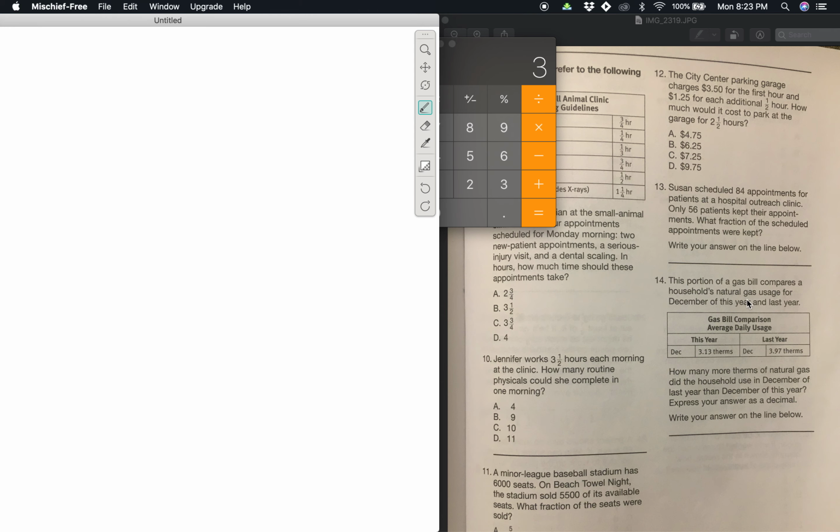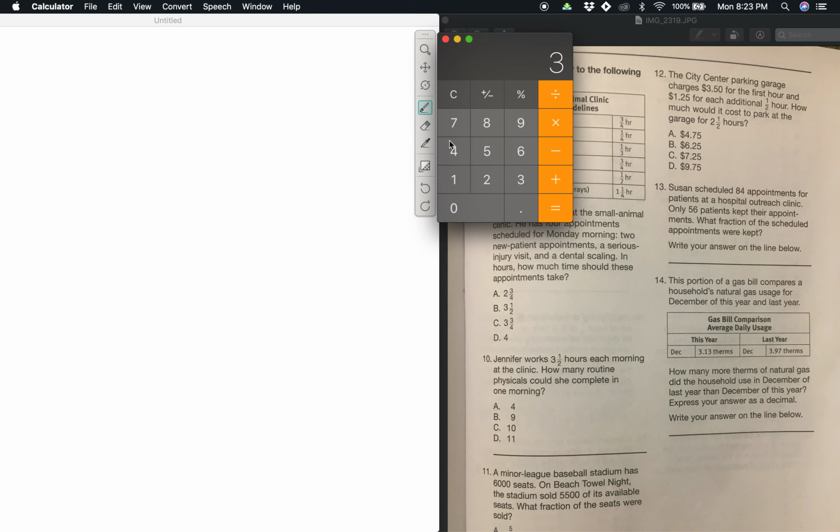Okay, last one. I love it when we get to the end, guys. Let's see, how many more therms? This portion of a gas bill compares a household's natural gas usage for December of this year and last year. How many more therms of natural gas did the household use in December of last year than December of this year? Express your answer as a decimal. Yes, I will, Mr. GED book. Write your answer on the line below. That I won't do, Mr. GED.